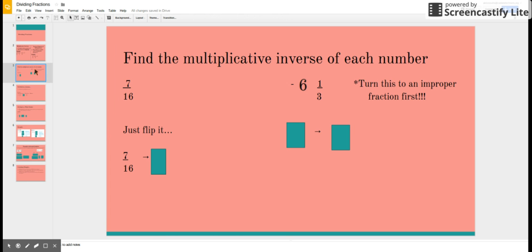Find the multiplicative inverse of each number. Here I have 7/16. In order to find the multiplicative inverse of it, I'm just going to flip it to 16/7.